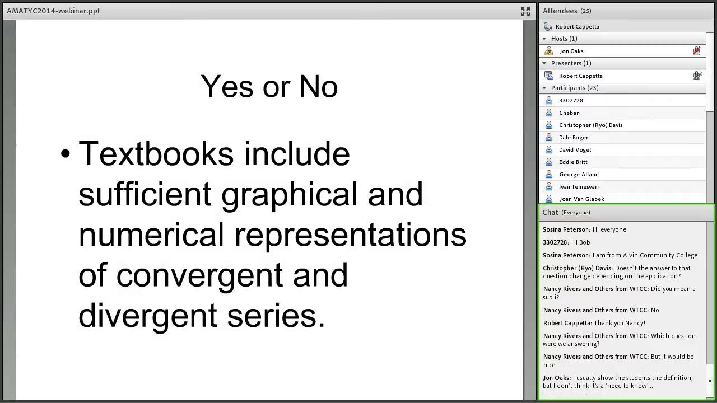Okay, another yes or no question. Do you believe that textbooks include sufficient graphical and numerical representations of convergent and divergent series? So I'm sure we're all using different ones. So John, do you have a question for us for that one?